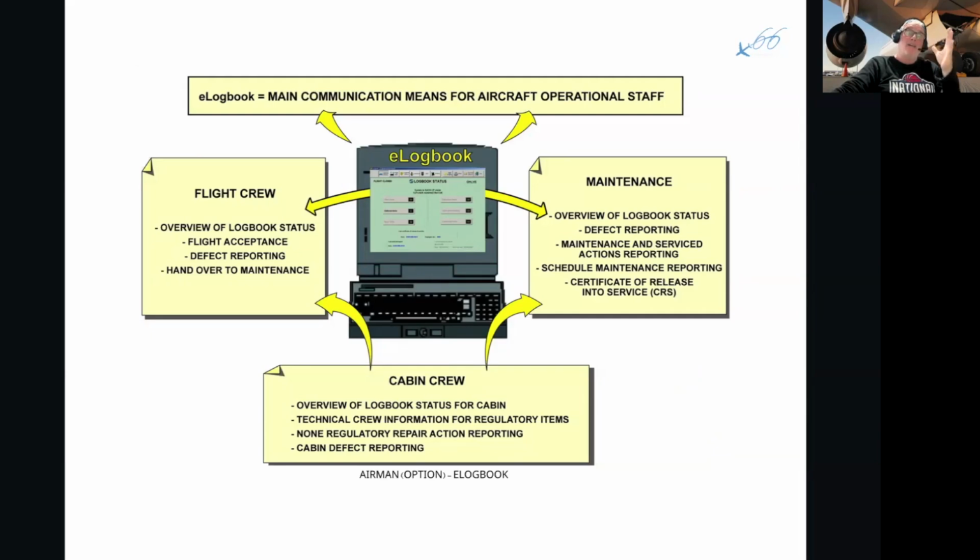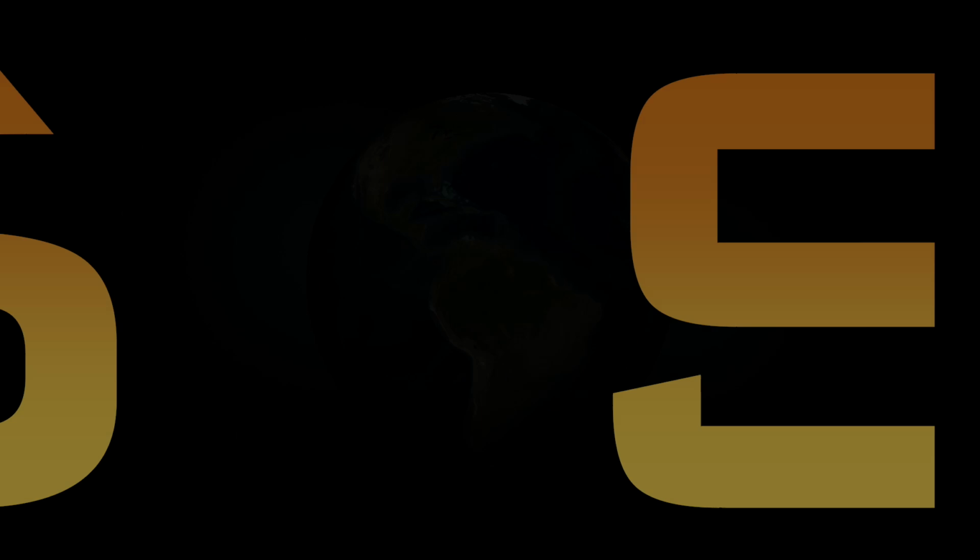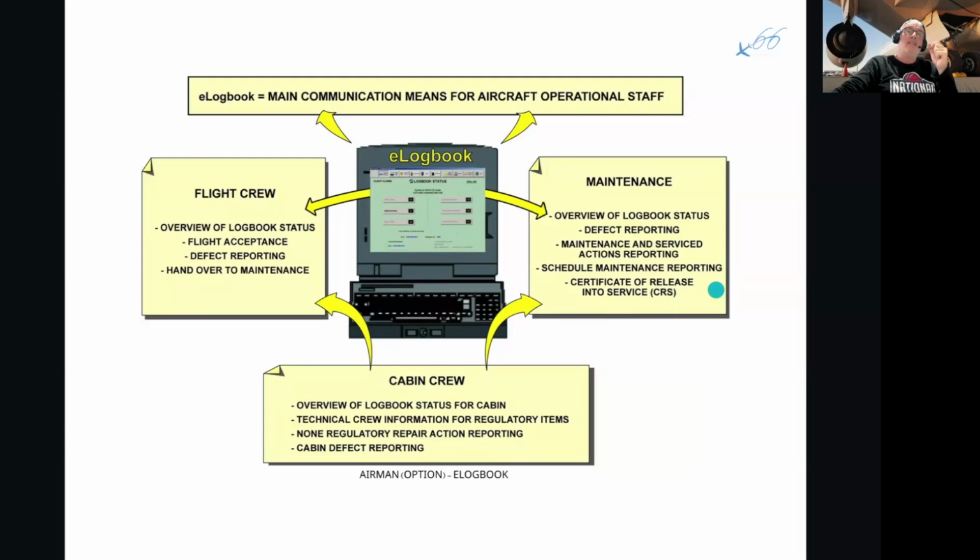And then it can stop a flight if, for example, there is a CRS or the lack of the CRS. If there hasn't been a certificate of release into service by an engineer, then you can't close the logbook, and if the logbook can't be closed, the pilot can't open the flight, and if the pilot can't open the flight, he can't put in his navigation data, and if he can't put in his navigation data, he can't basically take off.